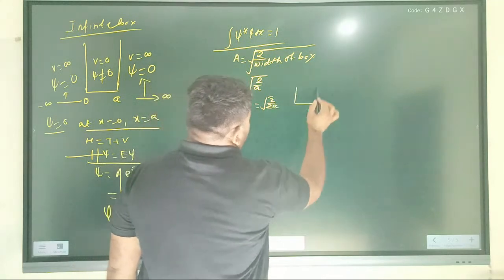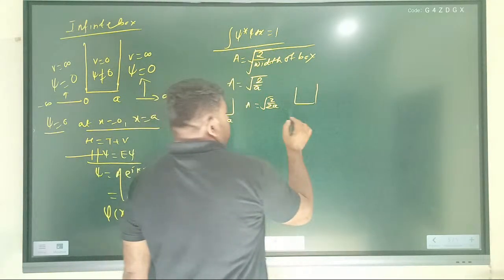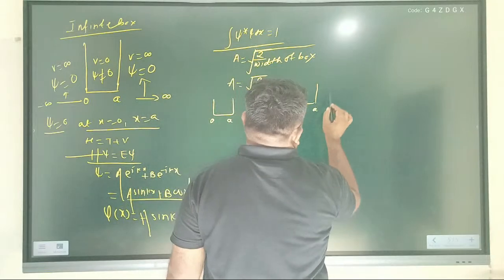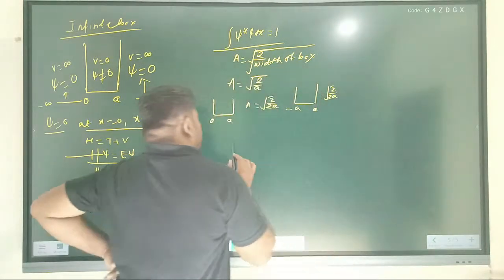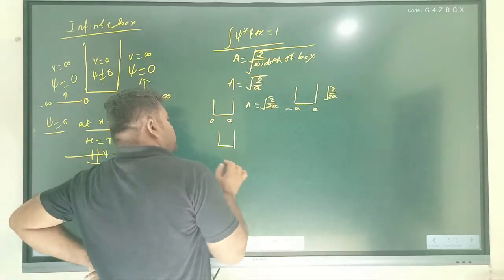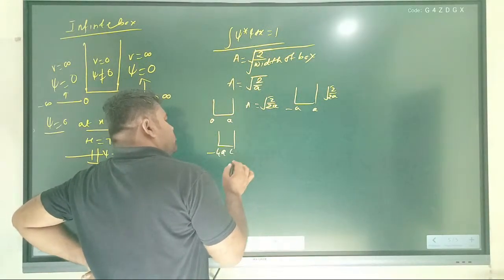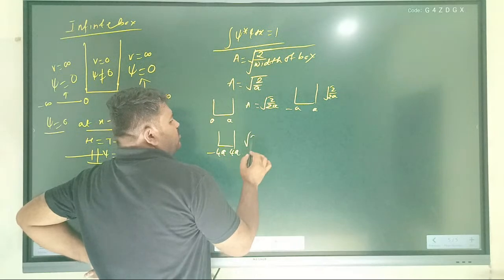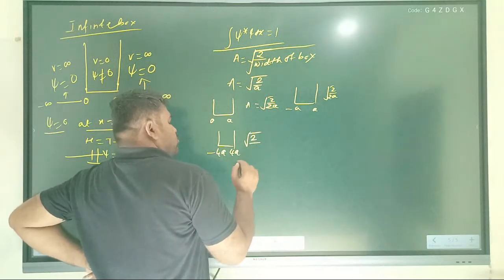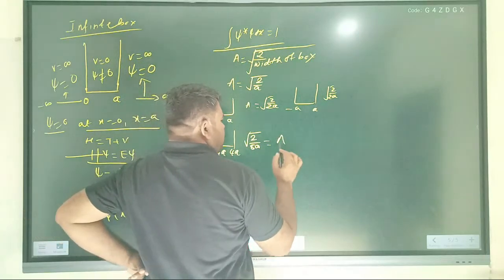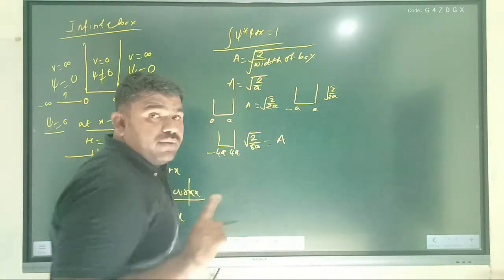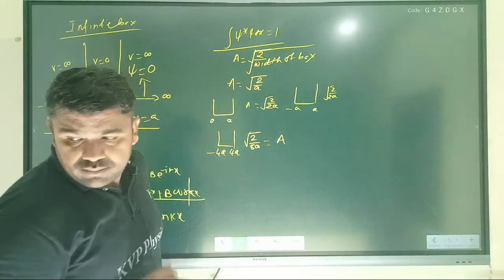Clear? Suppose the box width is minus a to plus a. The normalization constant is root 2 upon 2a. Clear? Suppose the width of the box is minus 4a to plus 4a. Then what is the normalization constant? Root 2 upon 8a. Okay, means no need to solve this one. Directly we can use this trick: 2 upon width of the box.